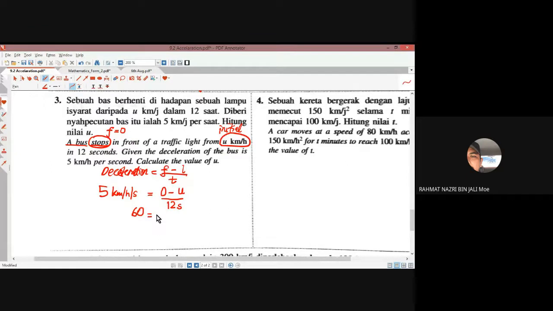0 minus u, we get negative u. Because of the calculation, we have to put negative sign here. So we have negative 60 is equal to negative u. And then lastly, we can simplify it. U is equal to 60 kilometer per hour.